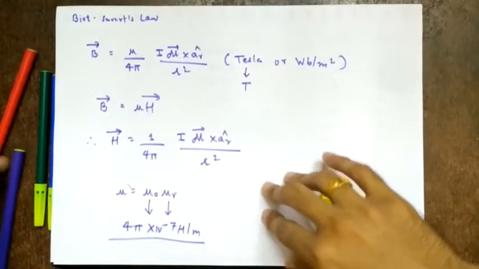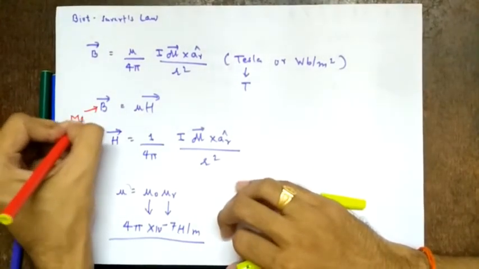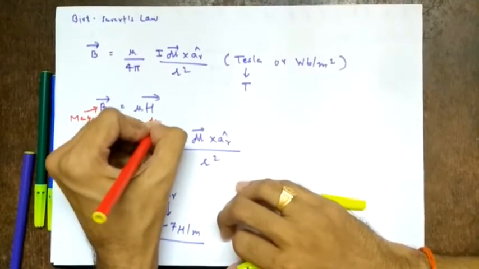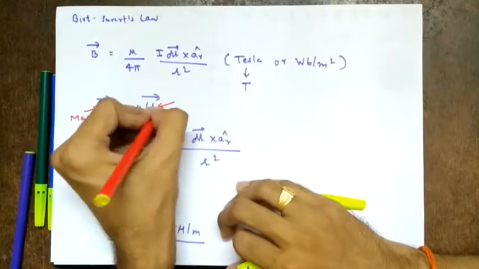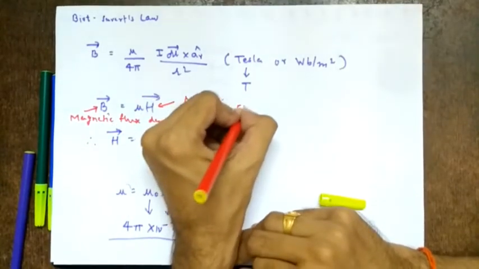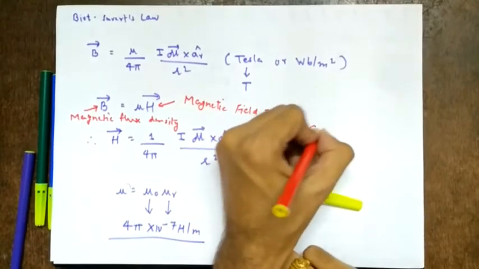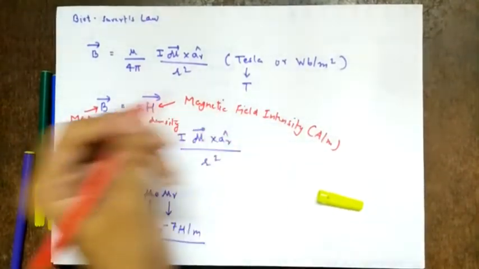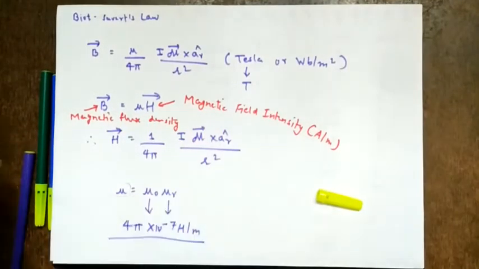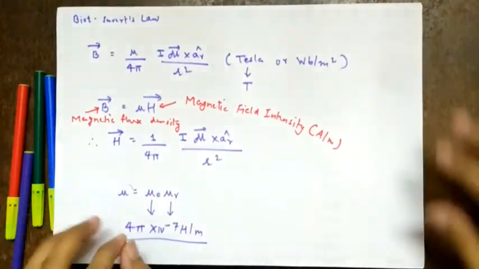Some of you may not be aware what these terms mean. B vector is magnetic flux density, H vector is magnetic field intensity, and its unit is ampere per meter. Again, units are very important for this subject. If you don't write them in the answers for numericals, you will lose 1 mark per unit. I repeat, 1 mark per unit. So this is nothing but Biot-Savart's law.